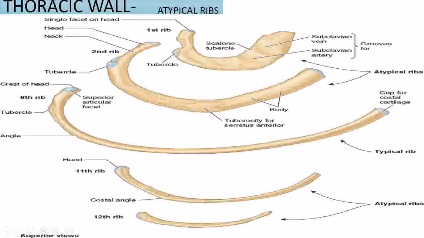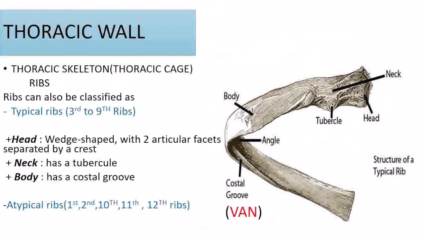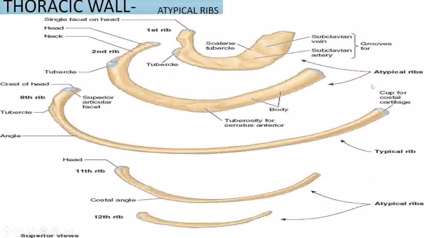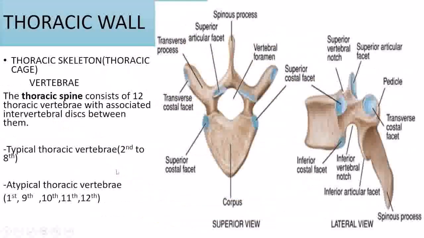Okay, so the second rib is atypical because it has a tuberosity for the serratus anterior muscle. The 10th, 11th, and 12th ribs are atypical because the head of these ribs has only one facet. Remember that the head of a typical rib is supposed to have a superior articular facet and an inferior articular facet separated by a crest. So the 10th, 11th, and 12th ribs have heads with only one facet.